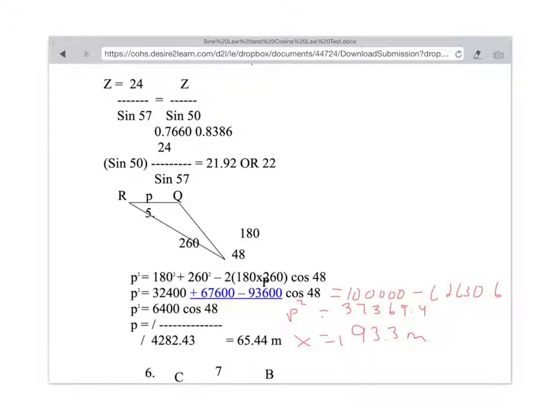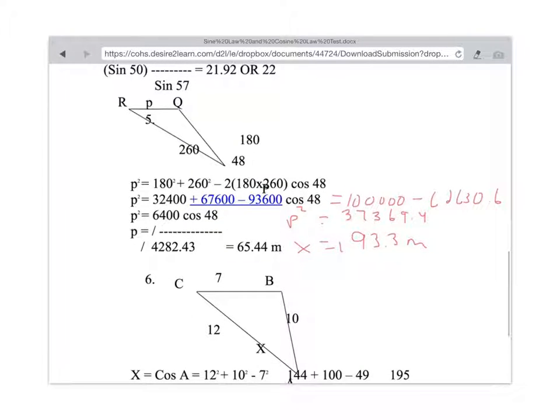So I'm just going to scroll down here, and now we're on question 5. And the same thing happened on question 5 as up above. If you have multiplying in your equation, you must do that multiplying first, and then you can do the adding and subtracting parts of the equation. If you do this in the correct order of operations, you should get 37,369 for p squared, and taking the square root of that leaves you with a value of 193.3.